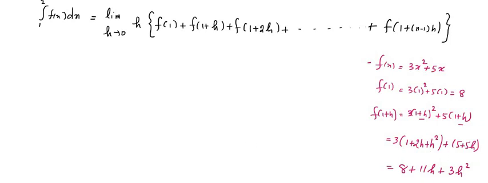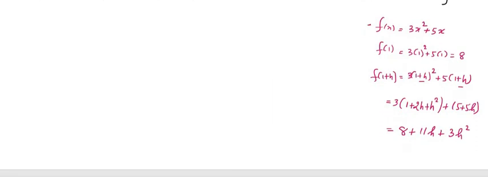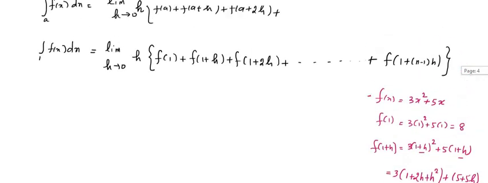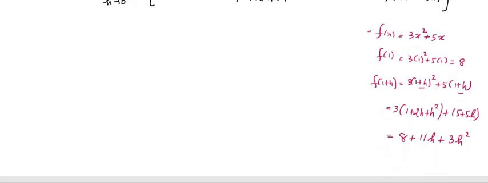Okay. Now next, see. What is the next term in our formula? f of 1 plus 2h. That's the next term. See, even here I can write f of 1 plus 2h.